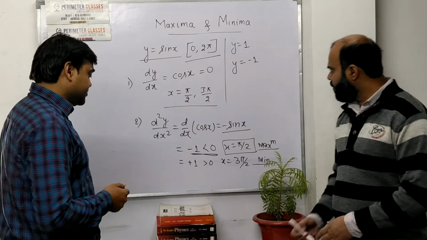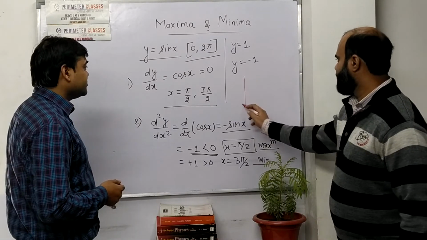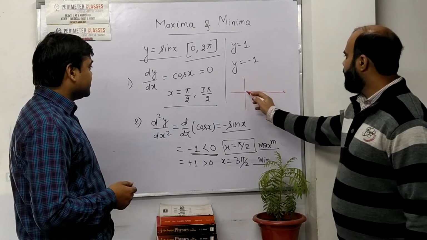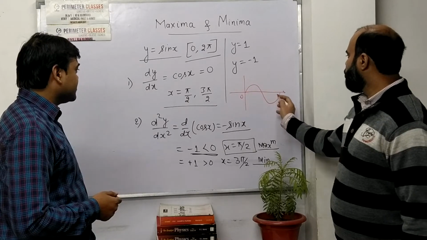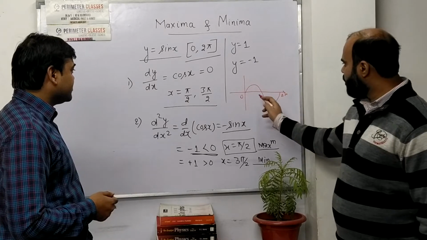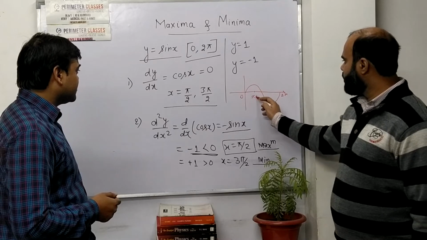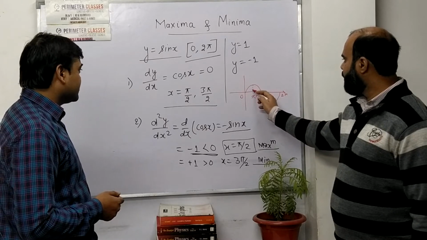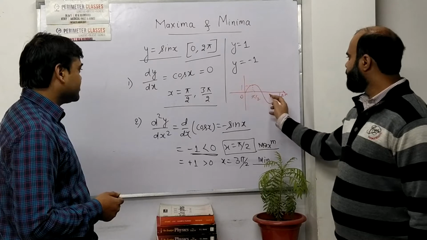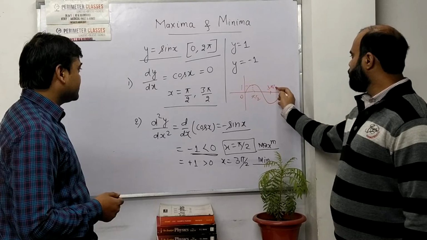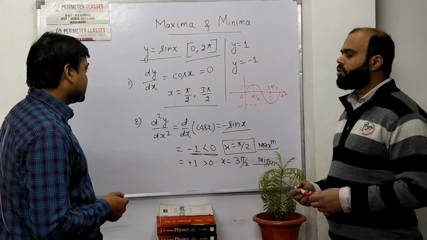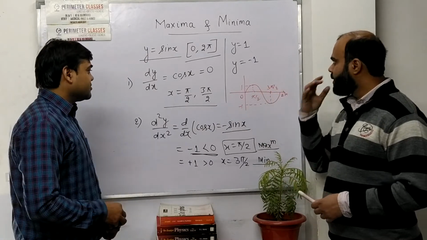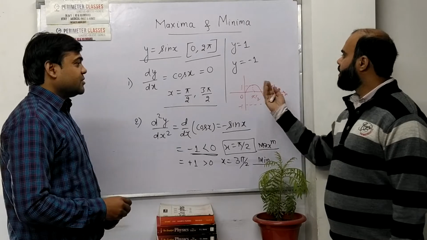In fact, if you remember, the graph of sin x is a very well-known graph, which is something like this between 0 to 2 pi. So from the graph also, at pi by 2, which is actually 90 degrees, the maximum is coming, which is 1, and at 3 pi by 2, the minimum is coming, which is actually minus 1. So both the methods are quite simple here and easily relatable.